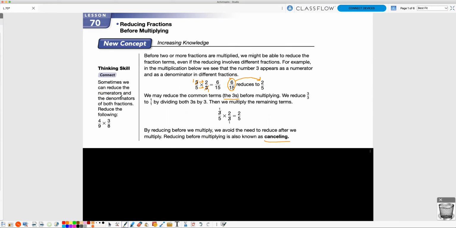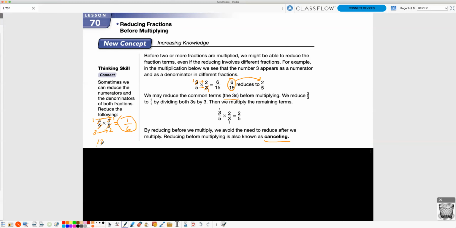Sometimes you can reduce the numerators and the denominators of both fractions. So in this case, you can recognize that 4 divided by 4 would be 1, and 8 divided by 4 would be 2. You could also see that 3 divided by 3 would be 1, and 9 divided by 3 would be 3. So that cancellation results in a 1 times 1 in the numerator and a 3 times 2 in the denominator. So you'd have your reduced fraction straight out of the gate.